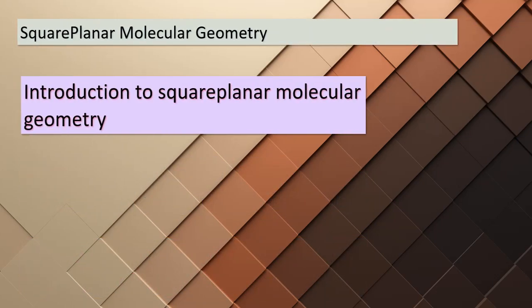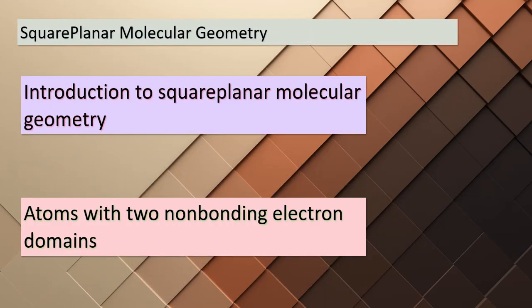Great job, students! In our previous topic, we explored the square pyramidal molecular geometry. Now, let's shift our focus to another intriguing arrangement, the square planar molecular geometry. This geometry arises when an atom has not 1, but 2 non-bonding electron domains. To minimize repulsions between these domains, they are strategically placed on opposite sides of the octahedron. This arrangement leads to the distinctive square planar molecular geometry.